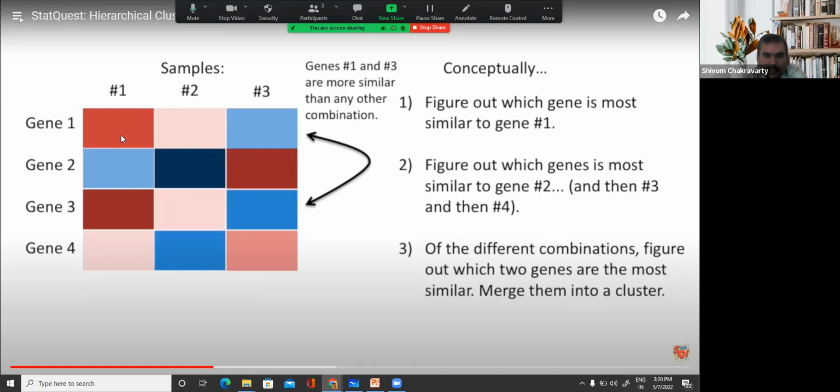Simply, which two rows are similar? That is, which two genes are similar? From this color coding, what can you say?